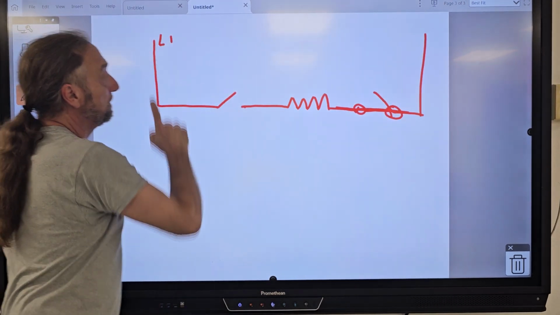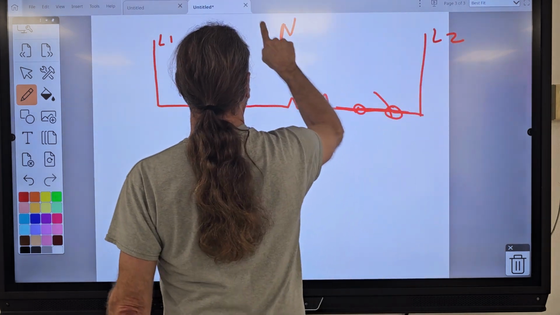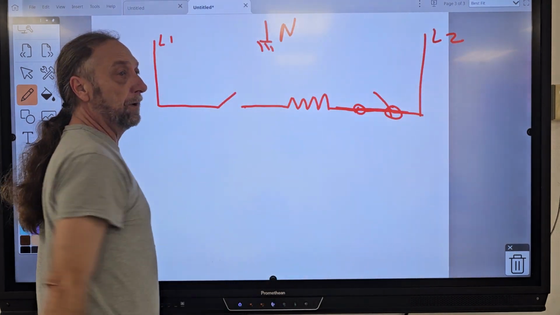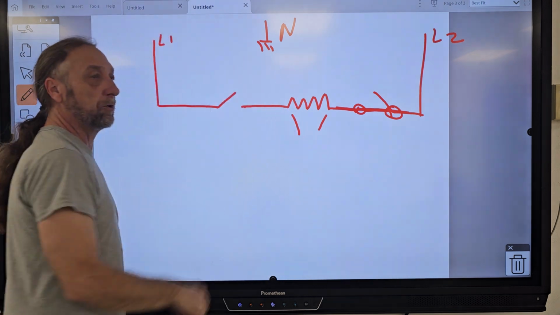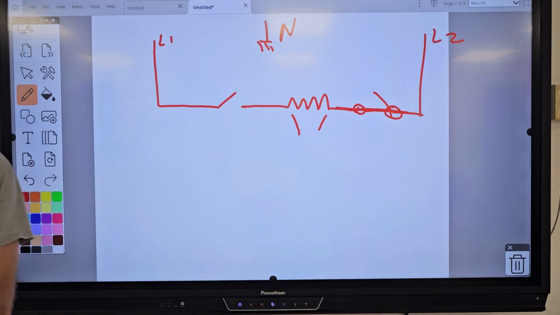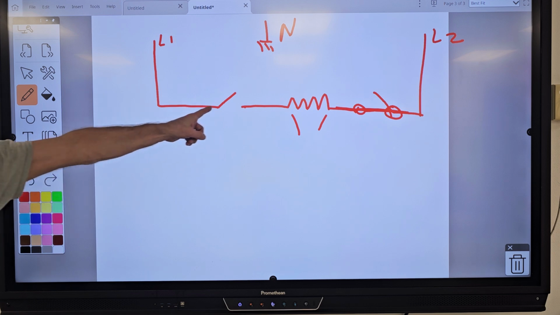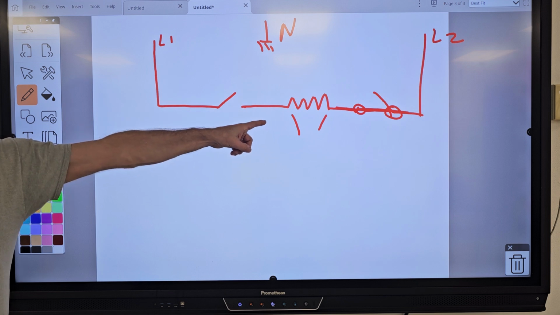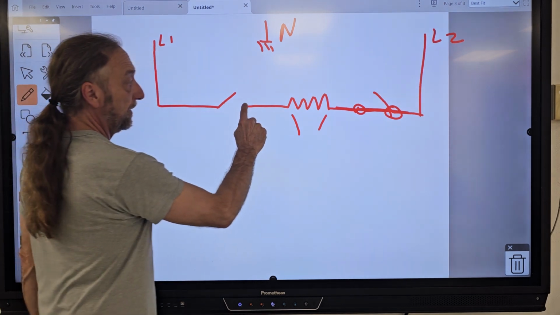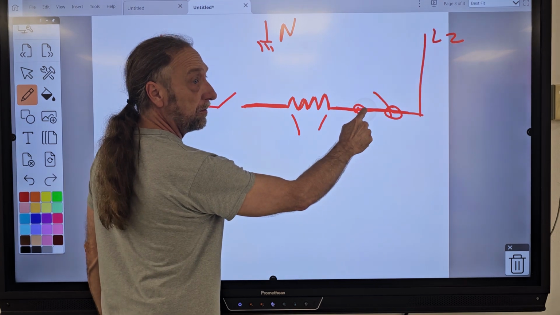This is line 1, this is line 2, and let's just say neutral's right here, or ground. If I put my meter here and here, what is that meter going to give me a reading of, right now, in this circuit, the way it is? 120? 0. I have voltage there, but this is all part of the same circuit now.